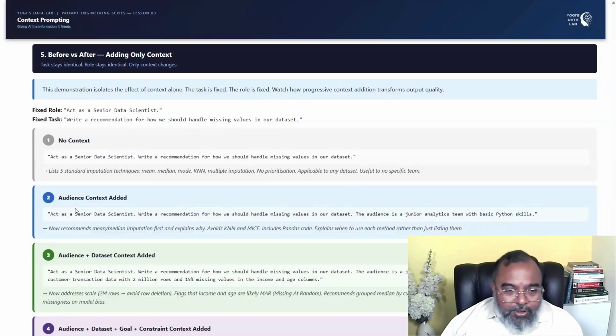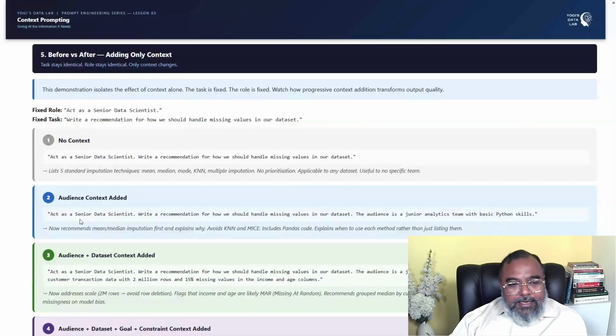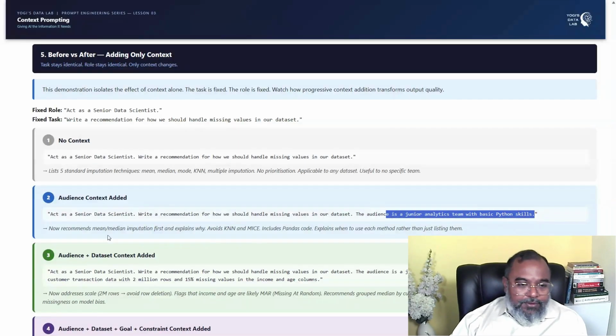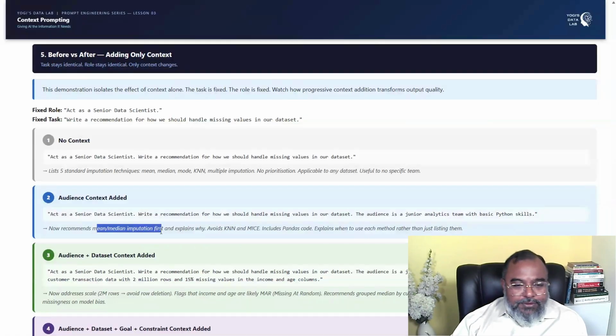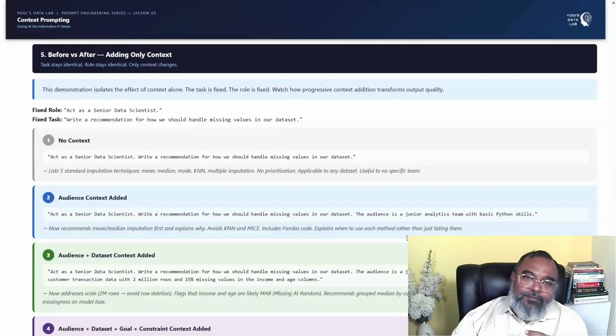If you add an audience, you can say: act as a senior data scientist, write a recommendation for how we should handle missing values in a data set. The audience is a junior analytics team with basic Python skills. So now it recommends mean median imputation first and explains why. It avoids KNN and MICE because they are a bit more advanced, so it does not go there. It sticks to the basic ones. It includes pandas code and it explains when to use each method rather than just listing them.